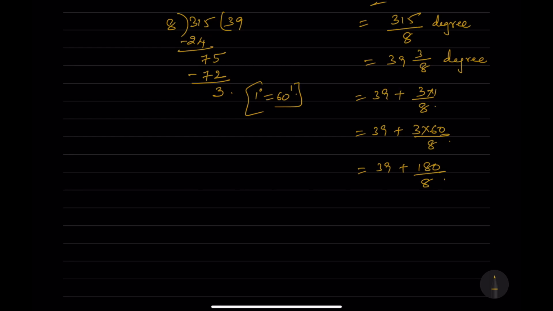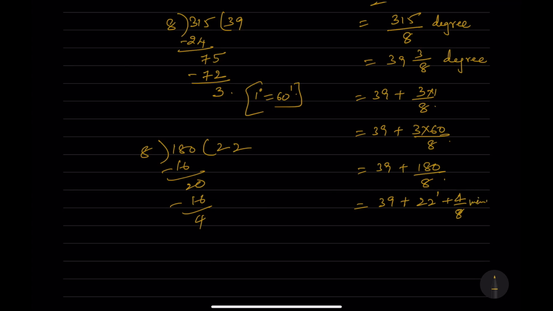So when you are dividing 180 by 8, what are you getting here? 8 2s are 16, again 8 2s are 16, you're getting 4 over here. So it is equal to 39 degrees plus 22 minutes plus 4 by 8 minutes. These are all degrees, we got the answer here.